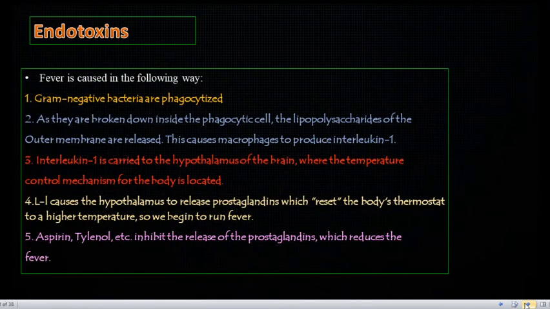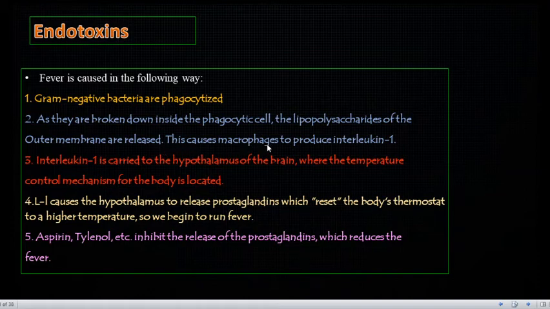Okay. Let's go with the occurrence of your fever. Paano ba nag-occur ang isang fever? Number 1, the first step, your gram-negative bacteria are phagocytized, meaning kinain sila ng phagocytic cells. Okay? As they are broken down inside the phagocytic cell, the lipopolysaccharides of the outer membrane are released. Since na-digest na sila inside the phagocytic cell, na-release na yung ating lipopolysaccharide. So, na-release na yung endotoxin.